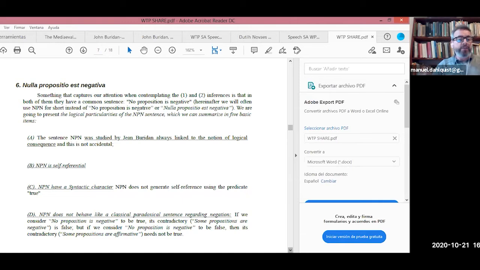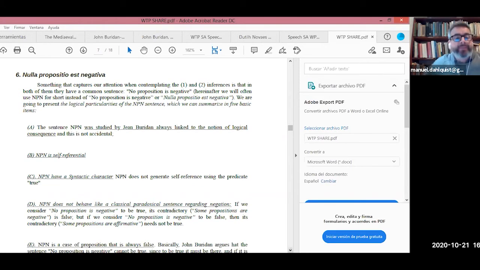5. Nulla propositio est negativa. Something that captures our attention when contemplating inferences 1 and 2 is that in both they have a common sentence: no proposition is negative. We are going to present the logical particularities of the NPN sentence, which we can summarize in 5 basic items.